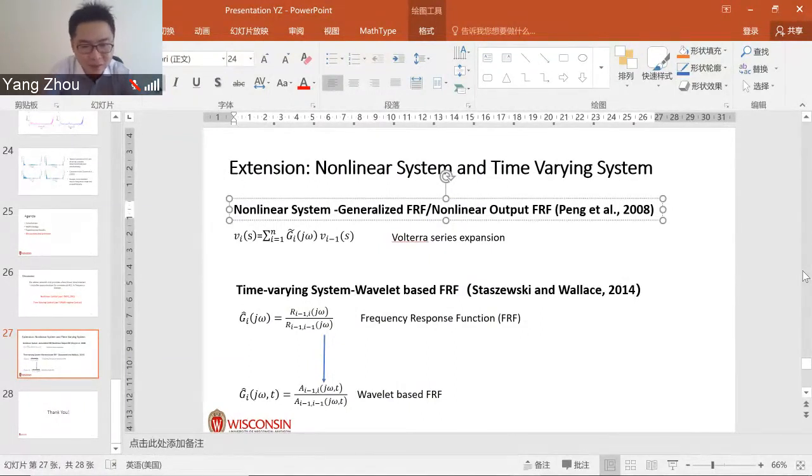It still covers different possibilities or scenarios. But as I mentioned, since the research is still ongoing, I don't have very comprehensive results to present today. Philosophy-wise, I think if you use the generalized FRF or wavelet-based FRF, it can cover the problems that you mentioned.